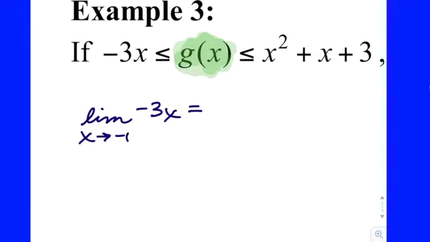Just by plugging it in, right? That's a polynomial. So is the top piece. They're both continuous everywhere. And so we know that they're also going to be the same as the limit value as the function value. So by direct substitution, you get positive 3. All right. So then you do the same thing for the other piece.